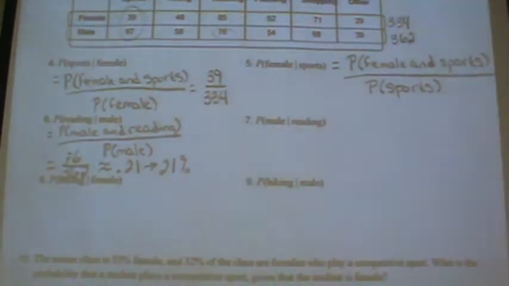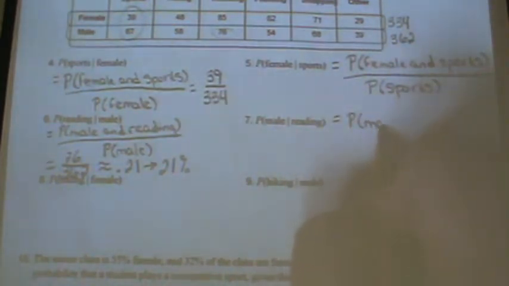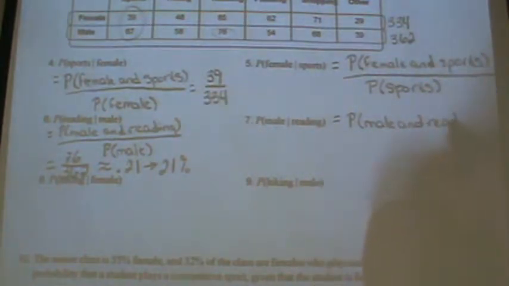Number 7, very much like 4 and 5, they look similar, but they are not the same. So this one is the probability that you're male given that you read. So again, this is the probability of male and reading divided by, this time, the probability of reading.